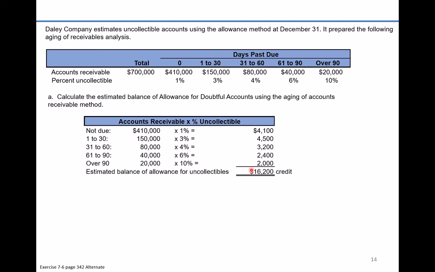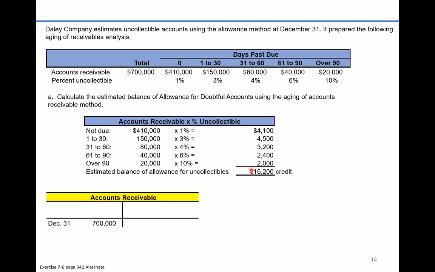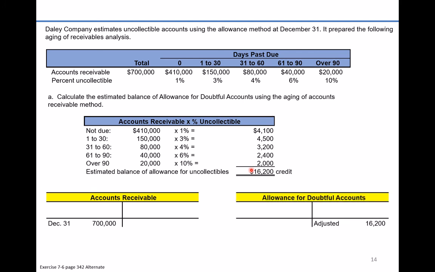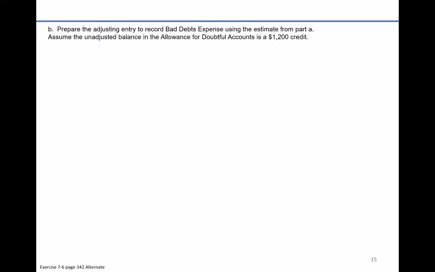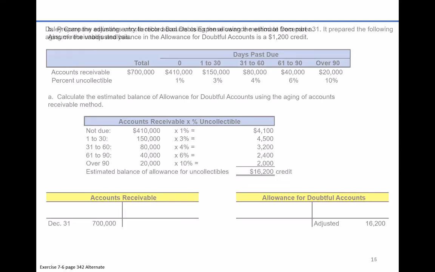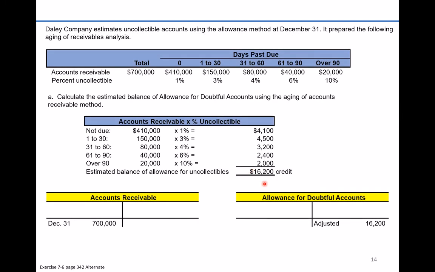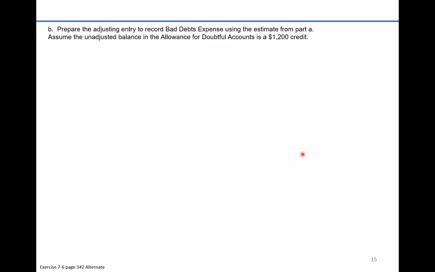So moving on then, we'll take the account receivables of $700,000, look at the amount that we want to show as the ending offsetting contra account amount known as the allowance for doubtful accounts of $16,200. And now apply the logic for the rest of the problem.